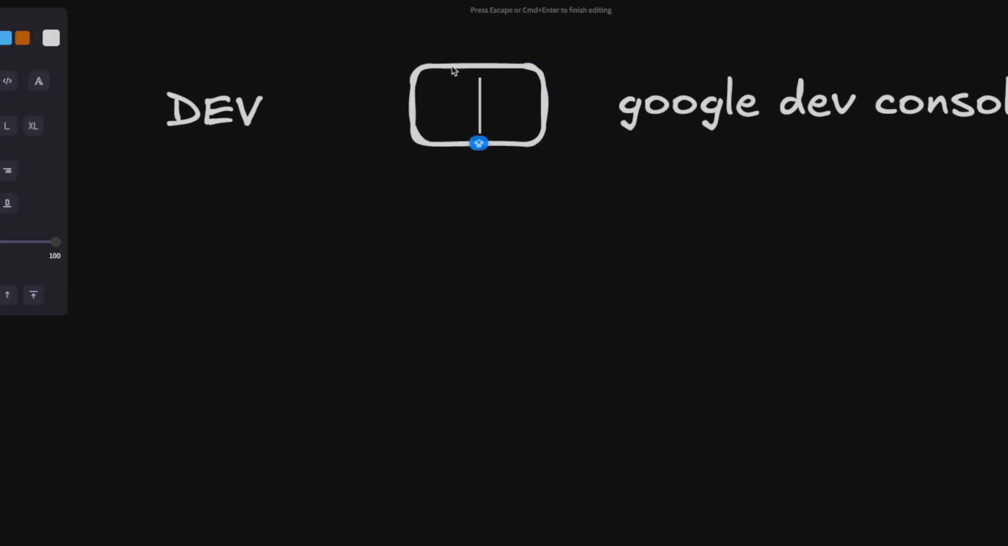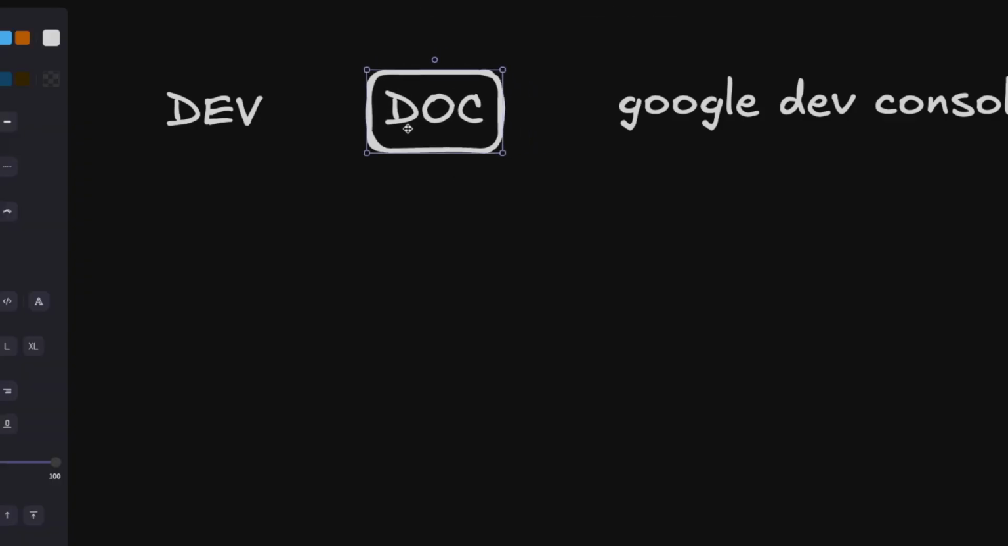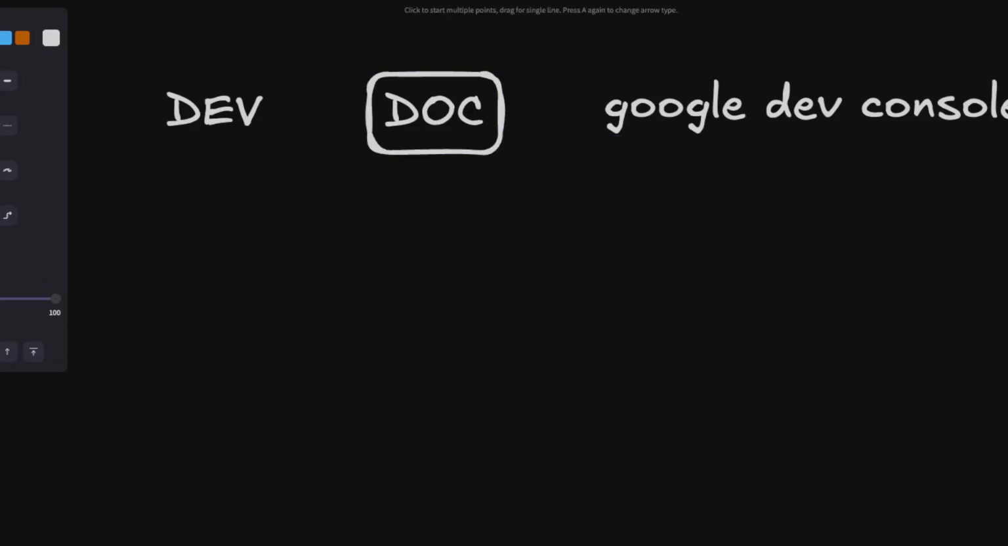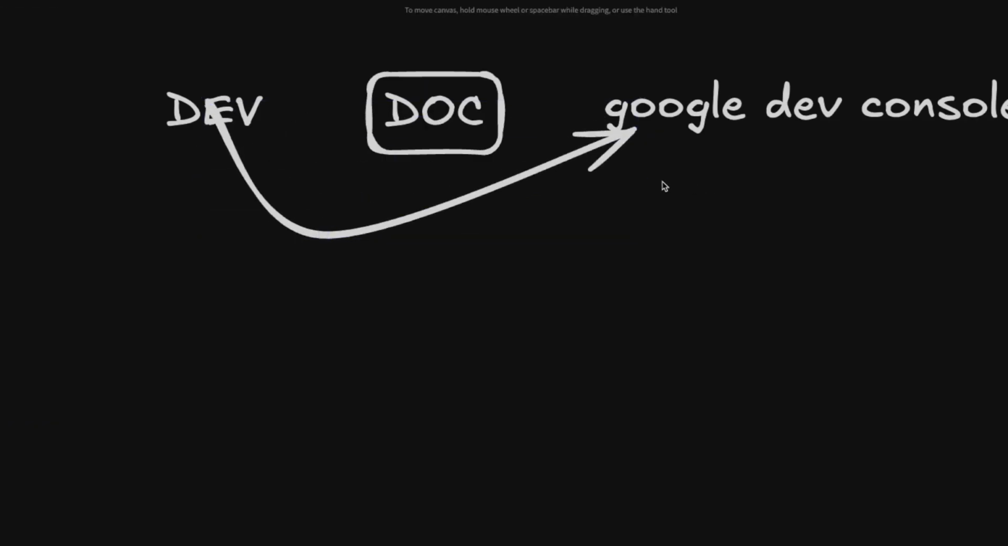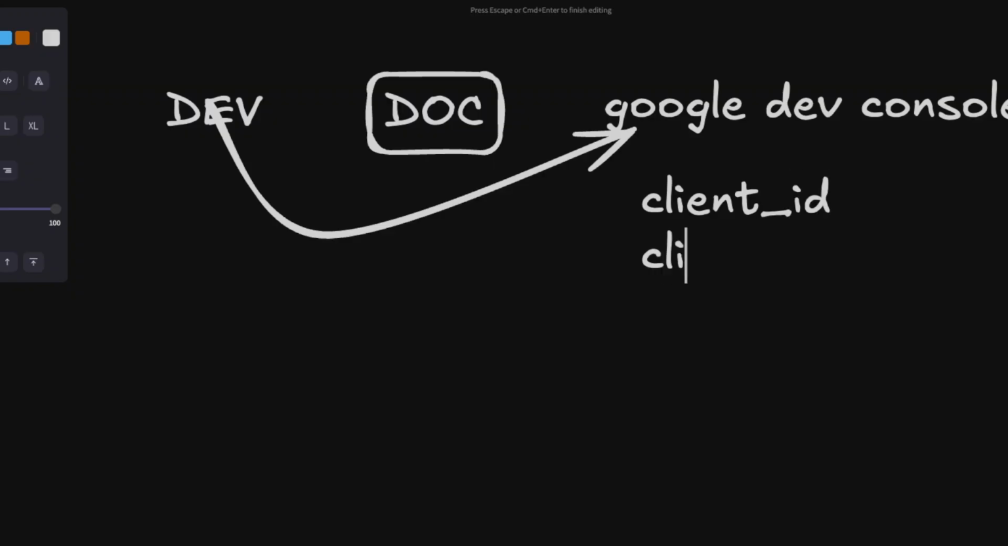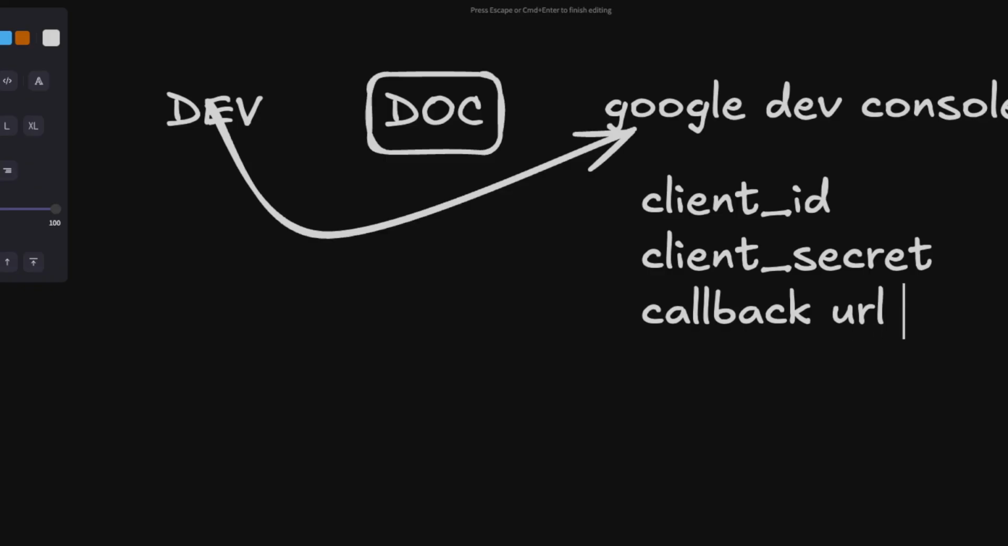Let's say this is my application name and I'm a developer. I will go to the Google Developer Console, and the first thing I will do is register my application there. When you register, you will get a client ID, client secret, and you also need to specify a callback URL and on which port, the domain where you will be running your application, either localhost for testing or the domain.